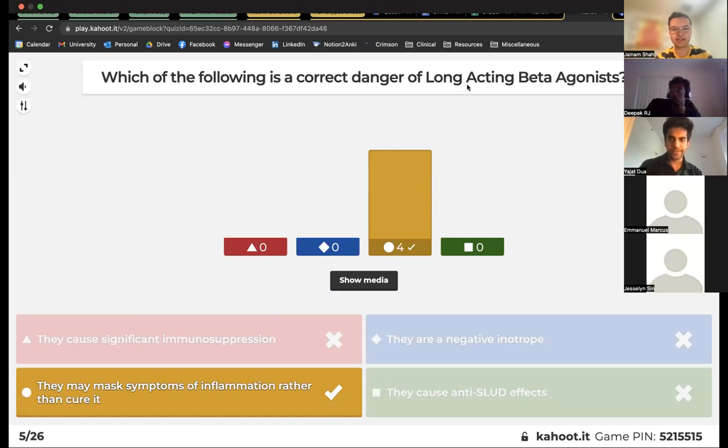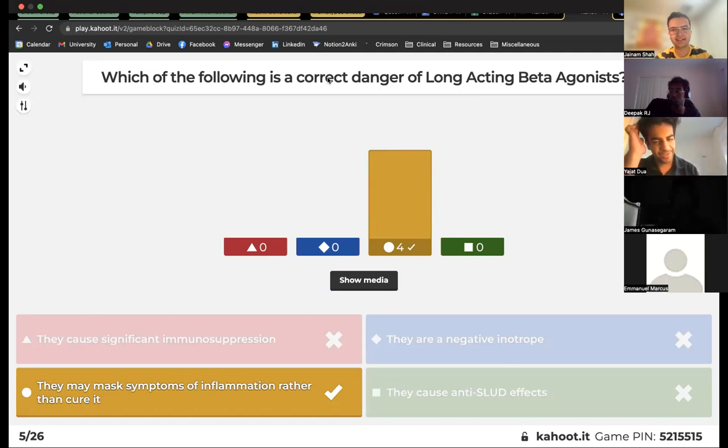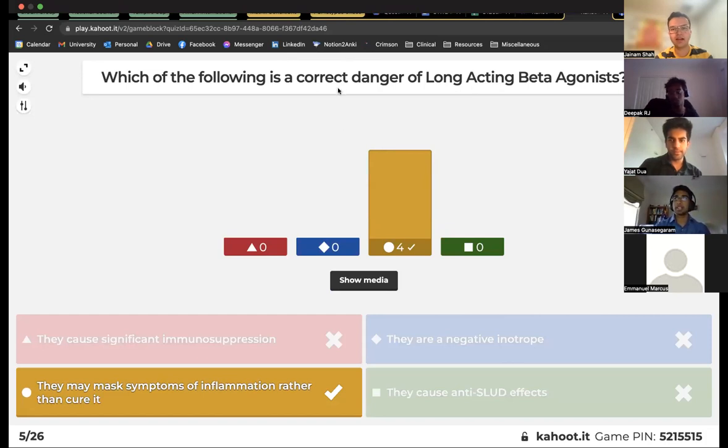Just looking it up, honestly, because I remember being confused about this last year. It's one or the other. Yeah, I wrote this one. I'm pretty sure it's LABAs, but I may be wrong, so I'll have to double check.